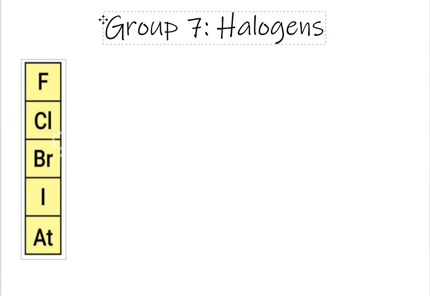Last time we talked about the group 1 alkali metals, and today we are going to skip the alkaline earth metals, the transition metals, the boron group, carbon group, nitrogen group, and the oxygen group to go to group 7, the halogens.